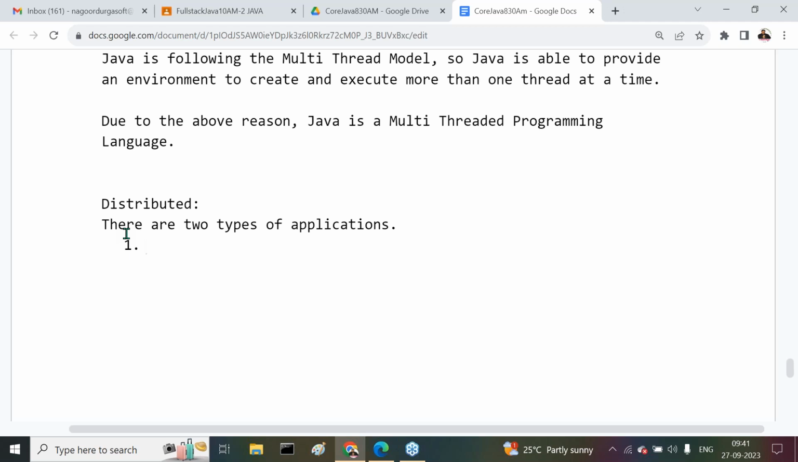Yeah, it's okay, guys. Now let's move to the point here. There are two types of applications. What are the two types? The first one is standalone applications. The second one is distributed applications. Then what exactly is the meaning of a standalone application and what exactly is the meaning of a distributed application?